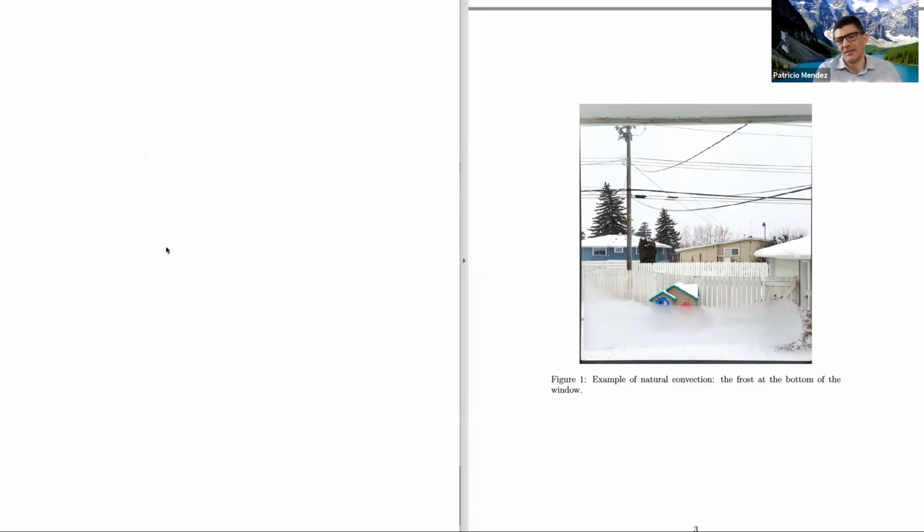If we think of a single pane window, the outside of the window is against the cold air. The inside of the window is against warmer air. The window will be at some intermediate temperature between the outside and the inside. That means that from the point of view of the air outside, the window is hot, but from the point of view of the air inside, the window is cold.